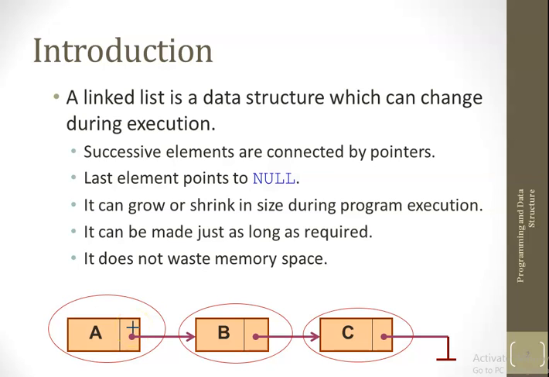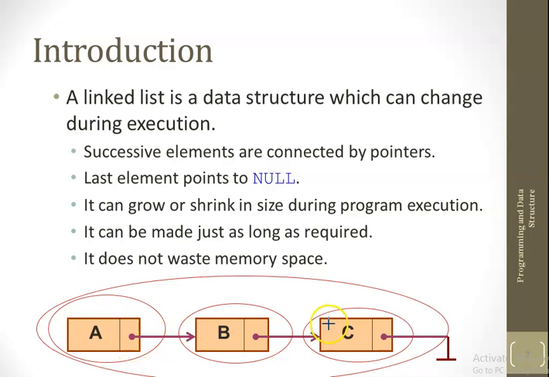So each cell should have a location for storing the address of the next cell. I will not be using the word cell here. Instead, I will be using the word node, N-O-D-E, node. So a linked list can be called a collection of nodes. These three nodes are forming a list, and that list is called a linked list. Why? Because these nodes are connected using links. This arrow mark is called a link.